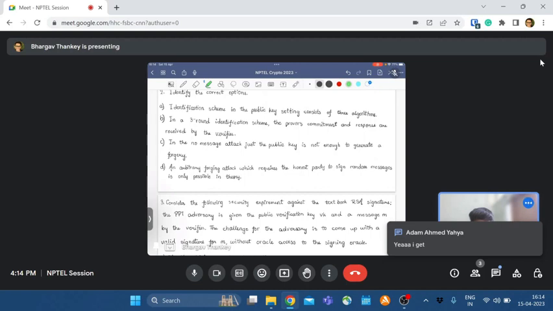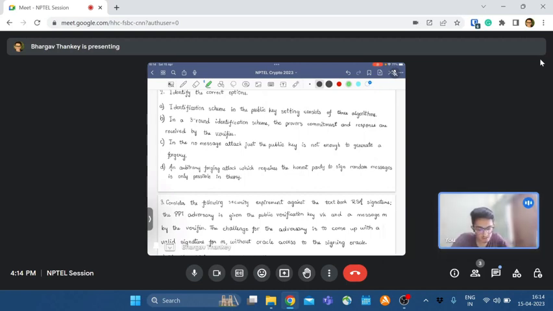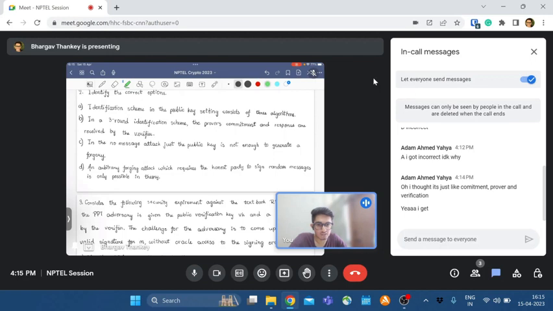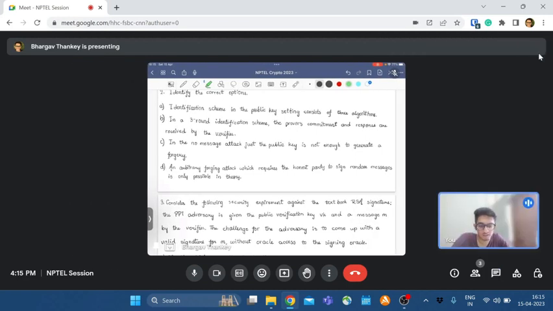Option B is in a three-round identification scheme, the prover's commitment and response are received by the verifier. Well, yeah, this is true because this is just how a three-round commitment scheme works. The prover first sends the commitment, then the verifier sends a random challenge, and the prover is supposed to reply to this random challenge and convince the verifier that, yeah, everything's fine. So, yeah, B is true.